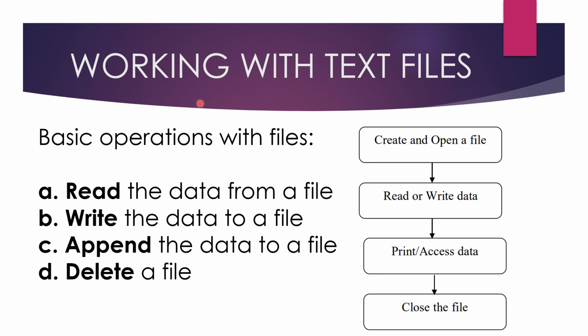So now let us see working with text files. Basic operations with the file. These are the four basic operations with a text file. First is read. It reads the data from a file. Then write. It writes the data to a file. Then append the data to a file, and then delete a file. So here is the algorithm for it: create and open a file, read or write data, print, access data, close the file.